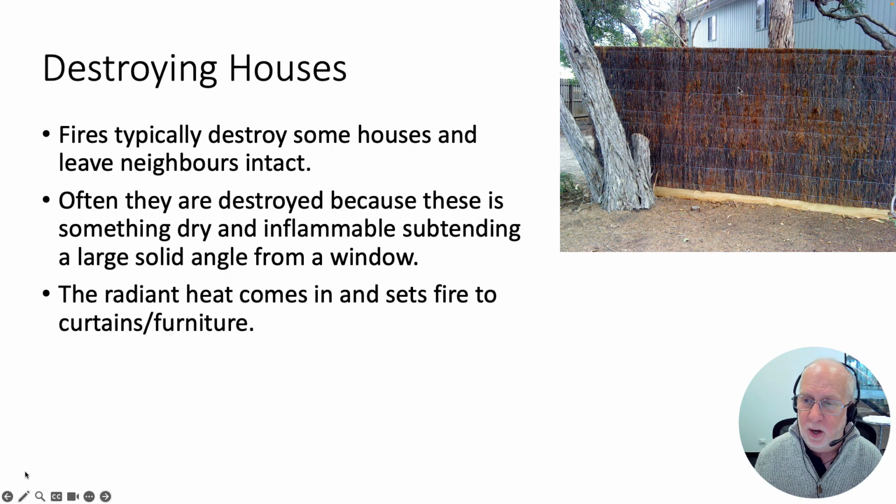In particular, these wooden brush fences were often implicated in destroying houses, because when they burn they give a large surface area, and if it's close to a window, the solid angle as viewed through the window can be large enough that there's so much radiation coming in through the window that it can set fire to your furniture or to your curtains inside. So if you want to have your house fireproof, look out of every window that contains inflammable material and have a look and see what solid angle is covered with things that can burn.